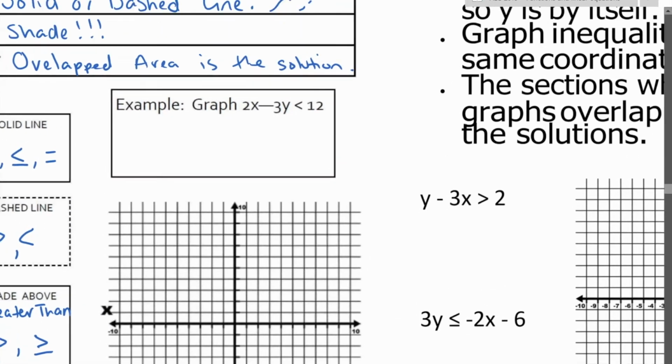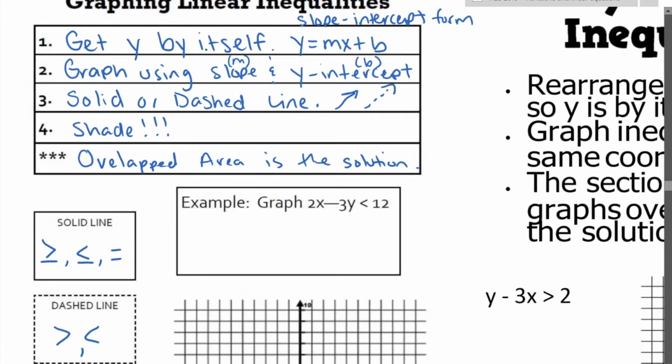All right, so let's work on example 1 and let's go through our first, second, third, and fourth step. The first step is to get y by itself. Currently, I do not have y by itself. I have 2x here and I have a negative 3 here. So I need to get rid of that because I want to get y by itself. How would I get this 2x to this side?